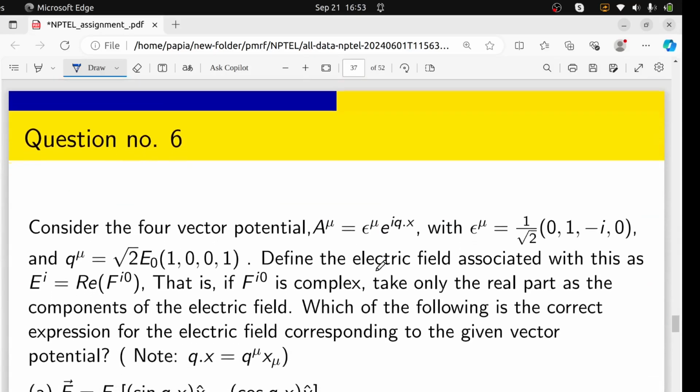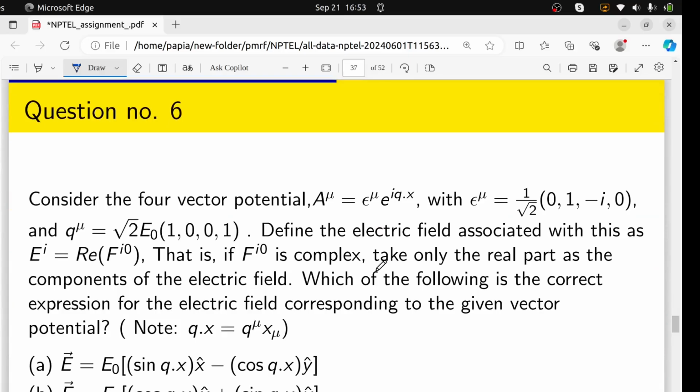So yeah, this is the sixth question. Now we'll talk about the sixth question. Consider the 4-vector potential A mu equal to epsilon mu e to the power i q dot x, with epsilon mu equal to 1 by root 2, 0, 1, minus i, 0, and q mu equal to root 2 E, 0, 1, 0, 0, 1.